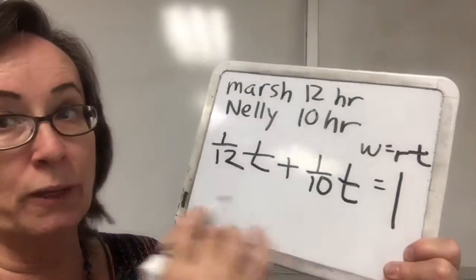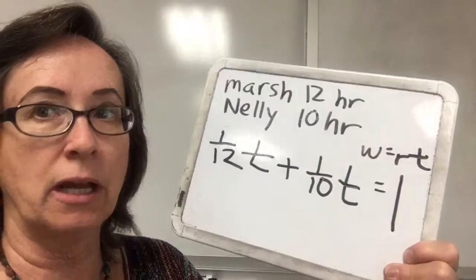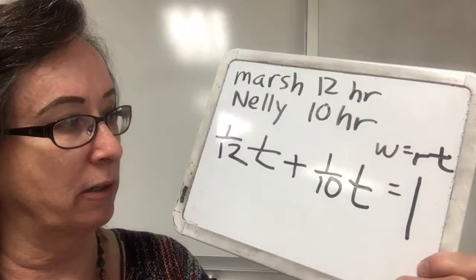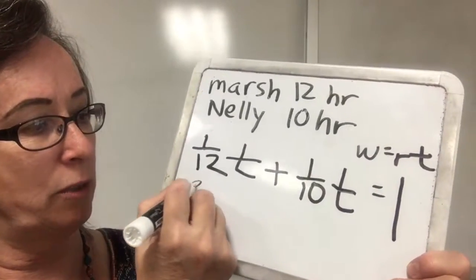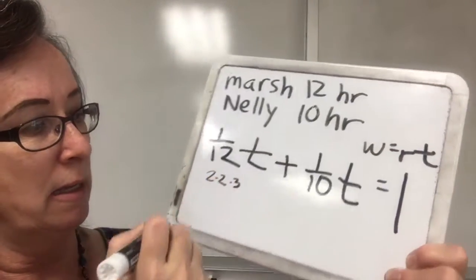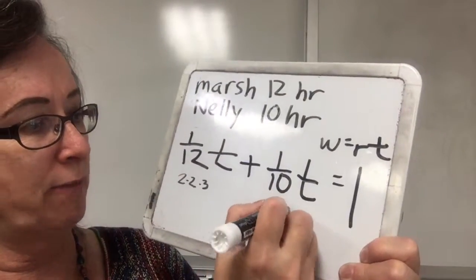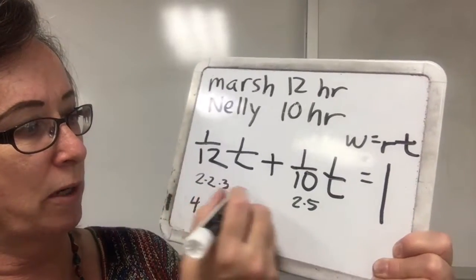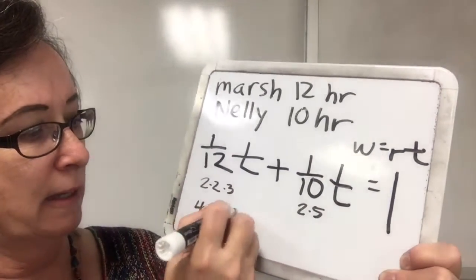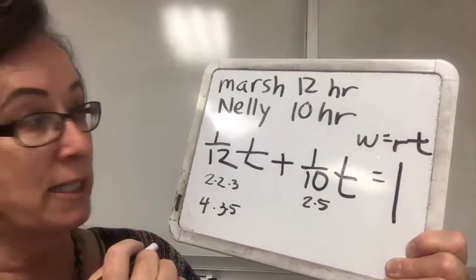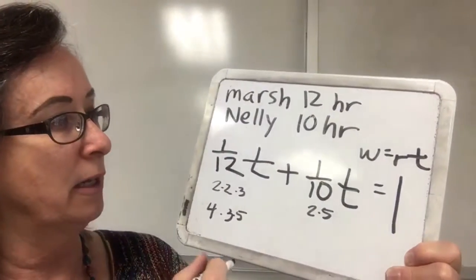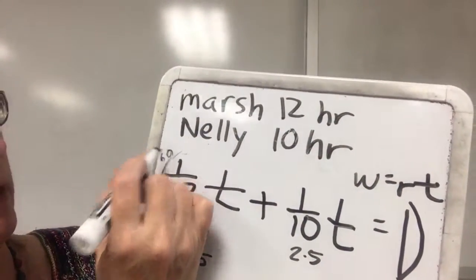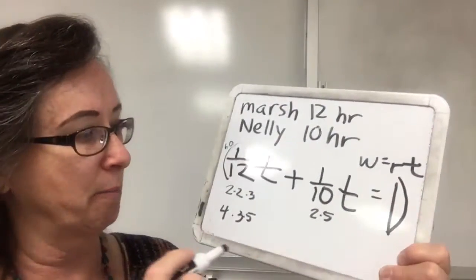Okay, so when we add these, now this is an equation. So can I multiply through by a least common denominator? So remember, 12 is 2 times 2 times 3. And 10 is 2 times 5. So my LCD has got to have two 2's, so that's going to be 4. It's got to have a 3 and a 5. Okay, so that's going to be 12 times 5, or 60 is my least common denominator. So I'm going to multiply everything by 60.